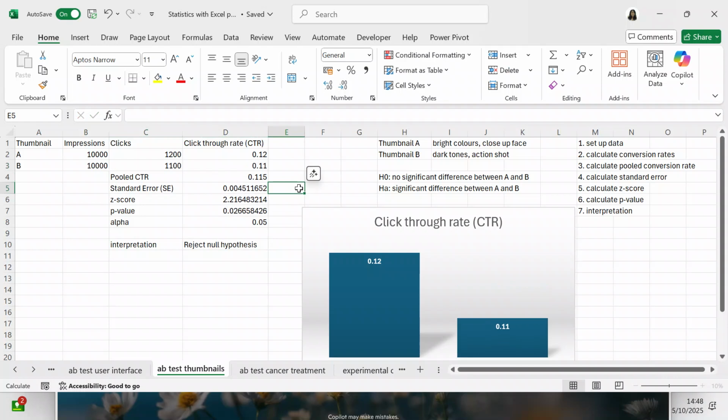So basically, what you can do is that helps you determine which thumbnail to use. If there's no significant difference between thumbnail A and thumbnail B, then you can pick whatever thumbnail you want. But if there is a significant difference, then you would probably pick the one with the higher click-through rate.